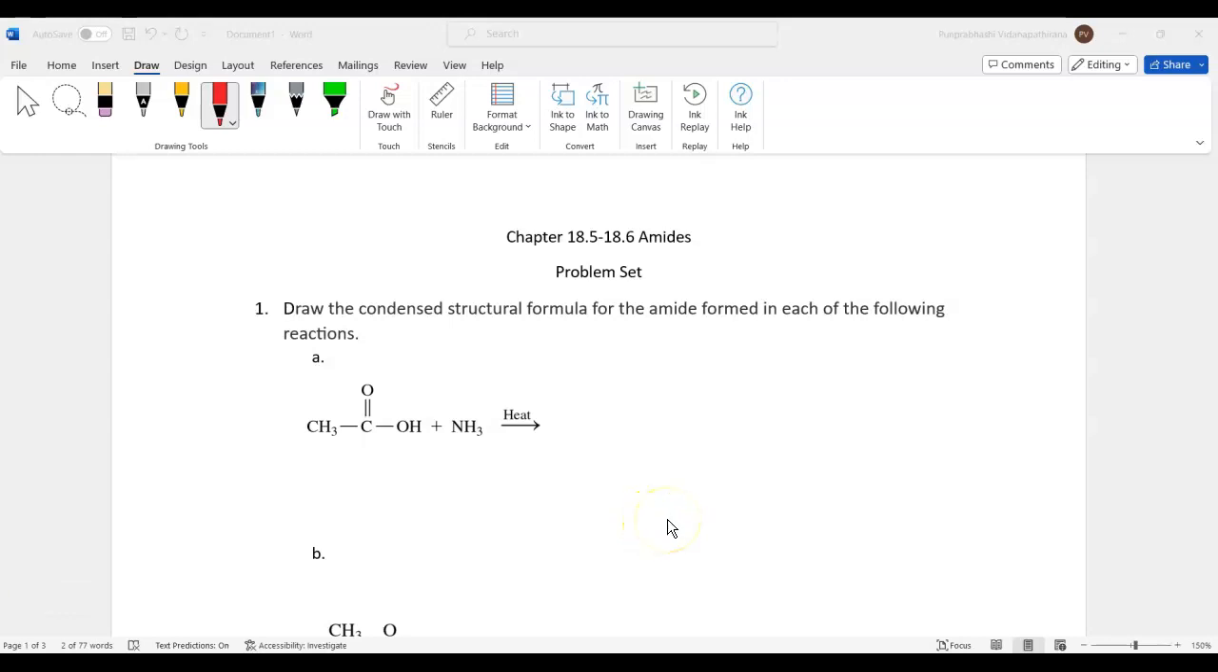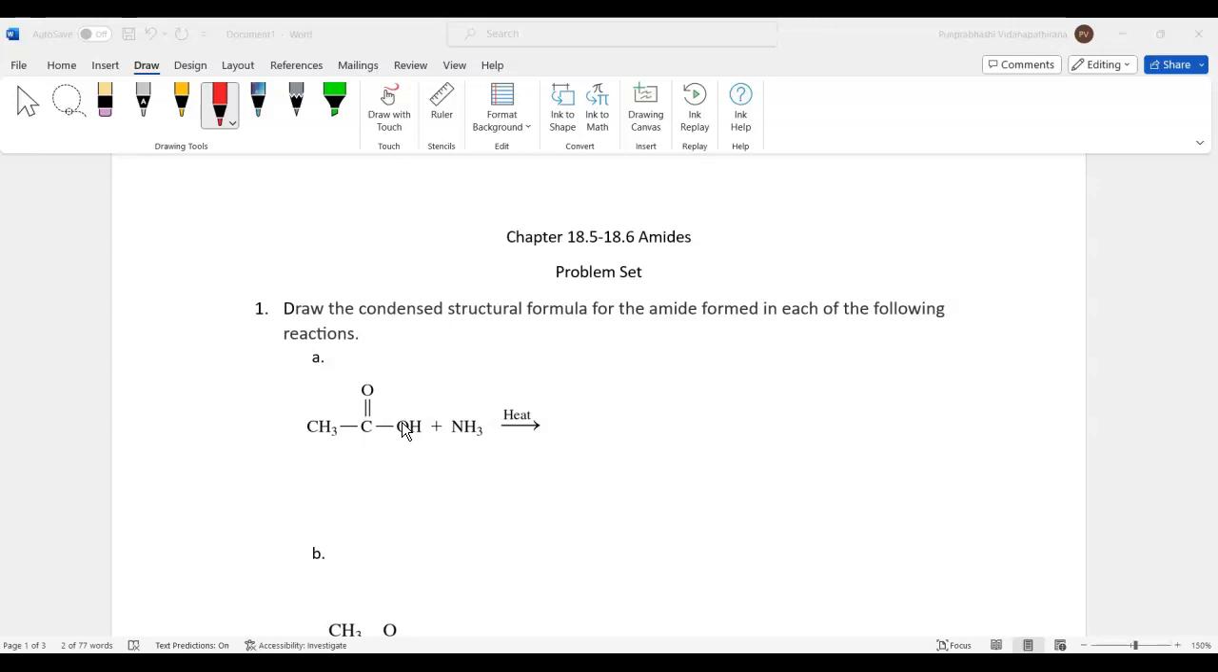Here is the problem set related to amides, amide synthesis, names, and hydrolysis. The first question is to draw these structural formulas for the amide synthesis. Now, in my lecture video, I explained the amidation reactions.